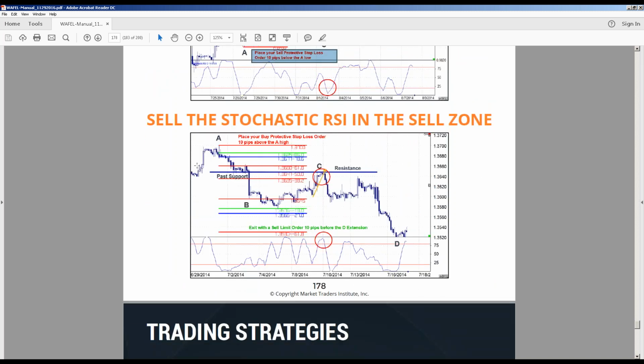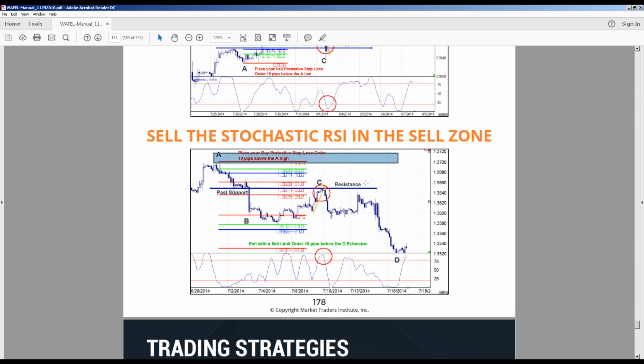Here's an example of selling the stochastic RSI in the sell zone. Down A, B, C, D, sell at past support becoming future resistance. Make sure that the stochastic is in the sell zone. Then we can see that this one retraced to the 50 retracement level. Target the actual D extension, 10 pips before the market hits the D extension, but place the stop 10 pips above the A high, or 10% of the daily trading range above the A high.